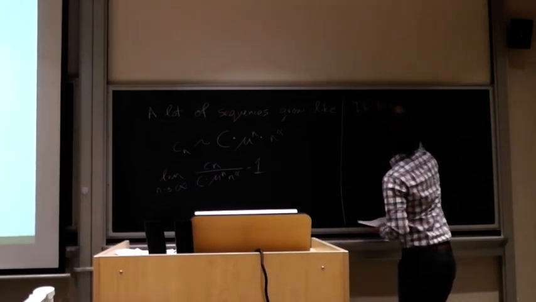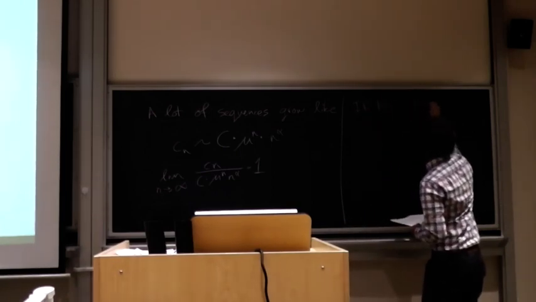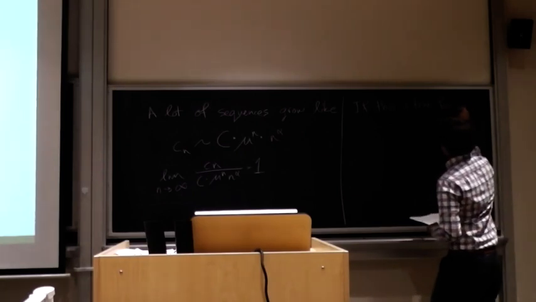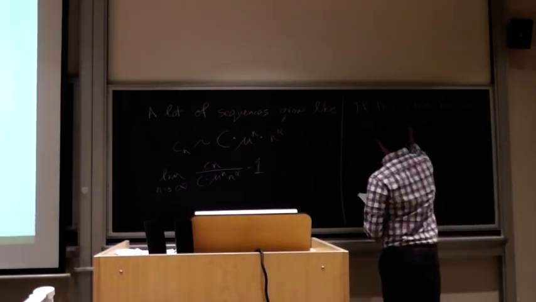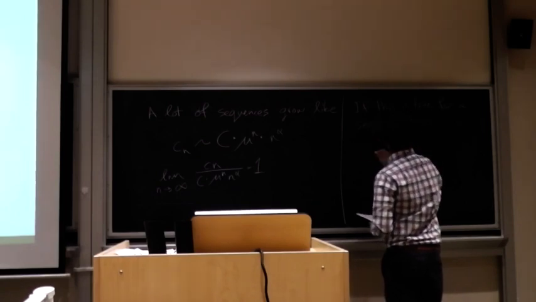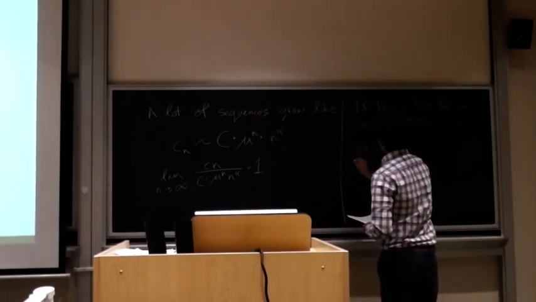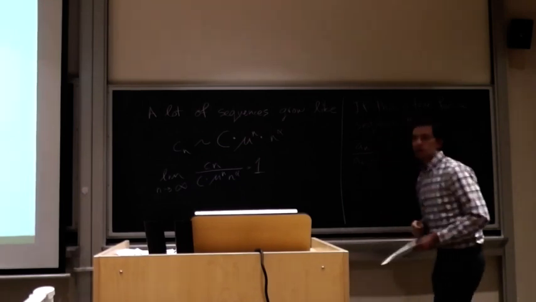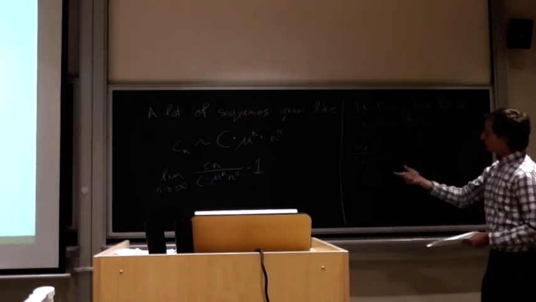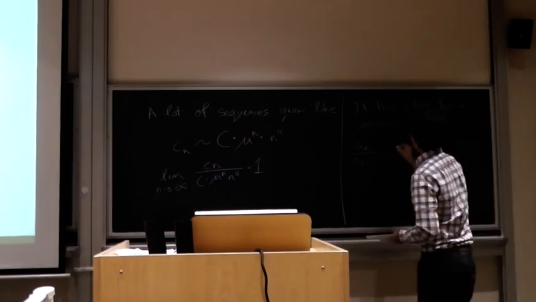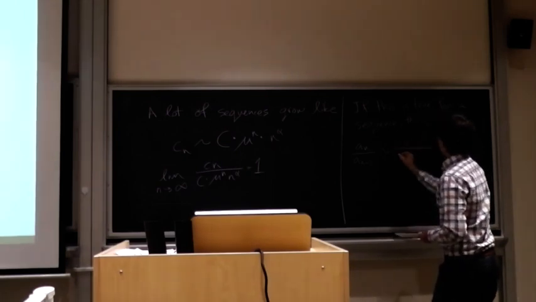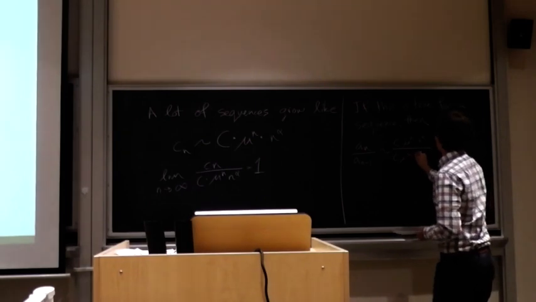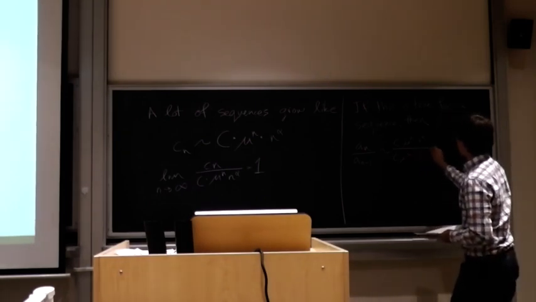If this is true for a sequence, so if it has growth like this, then one interesting thing to do is to look at the ratios of consecutive terms. So if our sequence grows like this, then the ratios look like c times mu to the n times n to the alpha over c times mu to the n minus 1 and n minus 1 to the alpha.